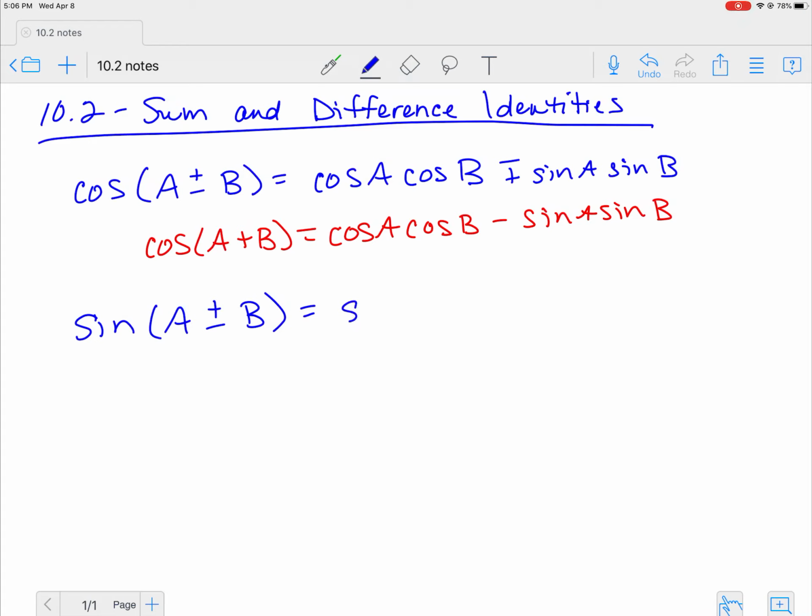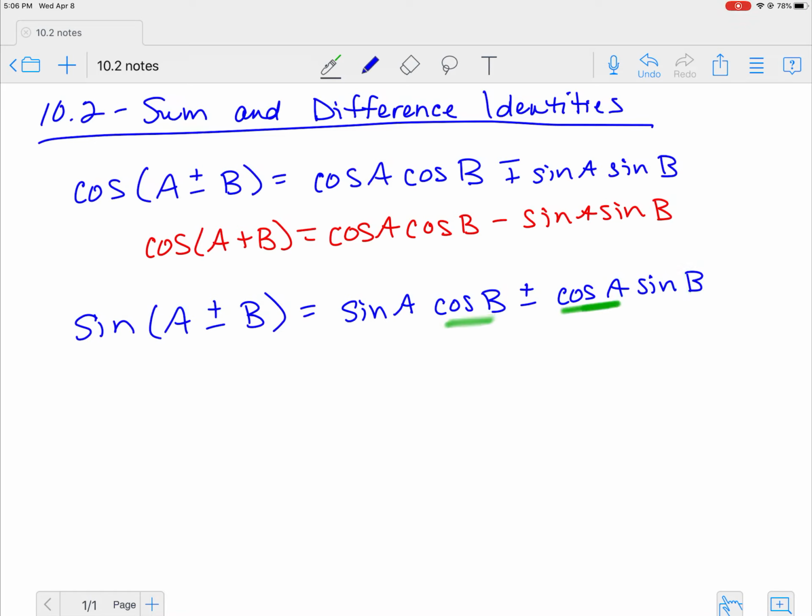Okay, so here is sine. Sine of A plus or minus B is going to equal sine A cosine B. I said A and I meant B. They're different, but the signs match up, and then it is cosine A sine B.